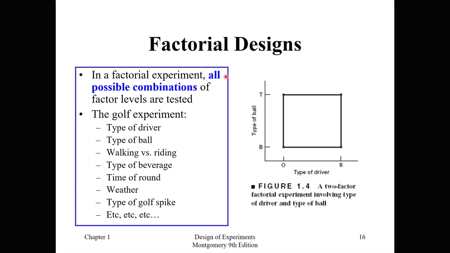And when I say we want to look at all of the possible combinations, that means the first type of driver with the first type of ball, the second type of driver with the first kind of ball, the first type of driver with the second kind of ball, and the second type of driver with the second kind of ball. We want to look at all 4 of these pieces, and this is one way that you can visualize that.